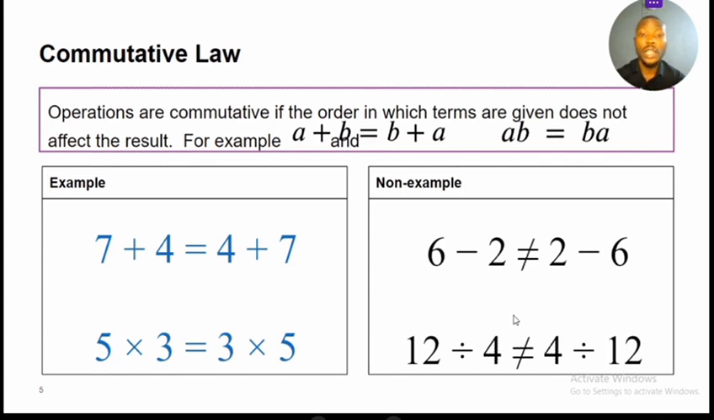For example, if I say 6 minus 2, it's not the same as 2 minus 6. And if I say 12 divided by 4, it doesn't mean the same thing as 4 divided by 12. 12 divided by 4 is 3, but 4 divided by 12 is 1 over 3.